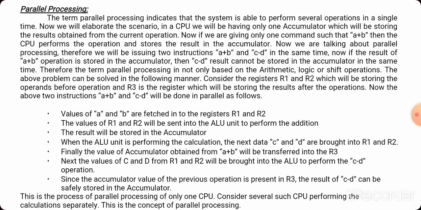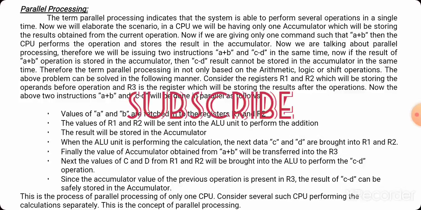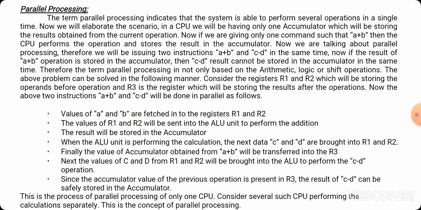So in parallel processing, the main components are the CPU and the accumulator. The CPU performs the process with the help of the ALU, and the accumulator stores the current operation result. It does not store more results. It can store only one result, right?